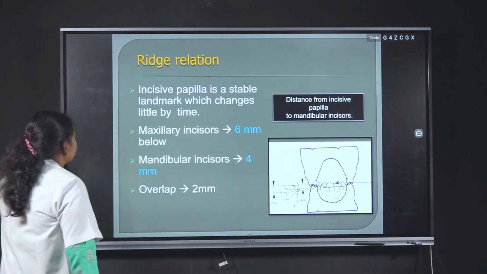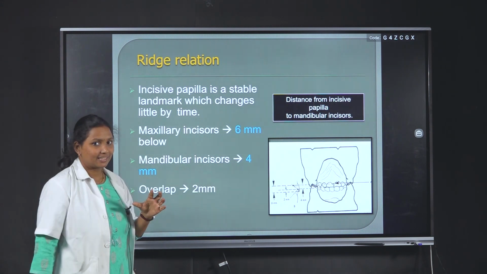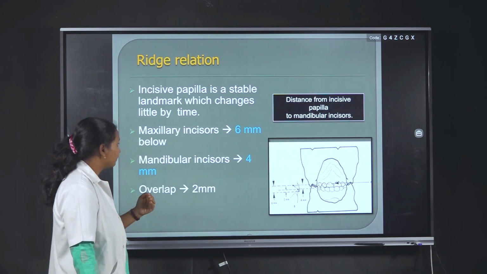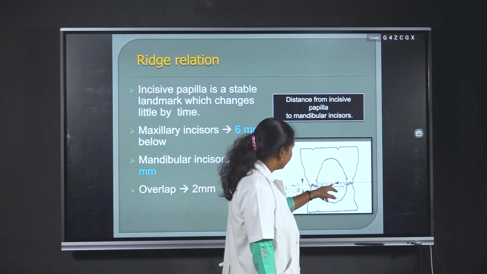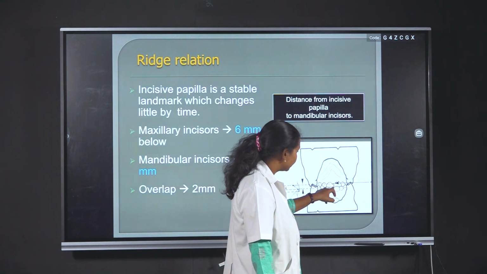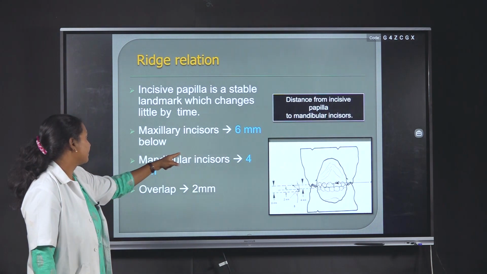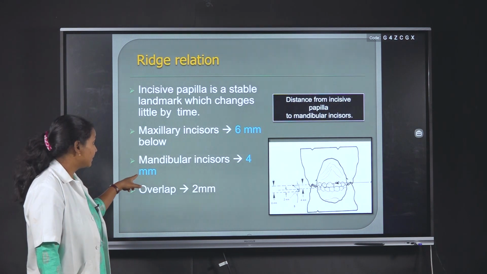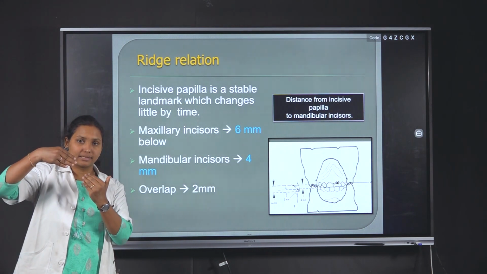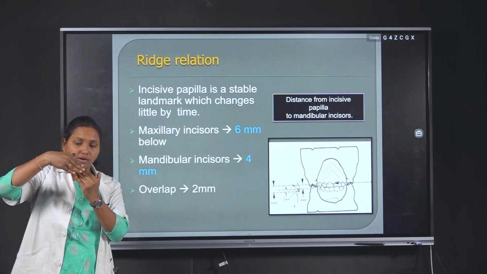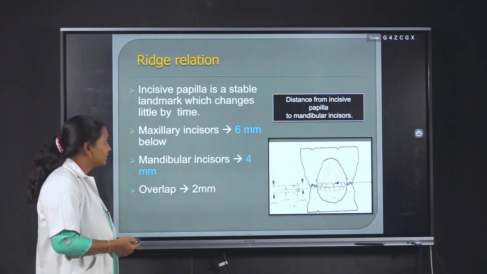Here what they will do is they will measure the distance from the incisive papilla to the maxillary incisor and from the incisive papilla to the mandibular incisor. Here you can see this is the mandibular teeth, this is the incisive papilla. From here to the maxillary teeth they will measure one distance, and the distance is 6 mm. From the incisive papilla to the mandibular incisors the distance is 4 mm. So when this is maxillary teeth and this is mandibular teeth, when they occlude, this overlap should be 2 mm. Okay, that is ridge relationship.